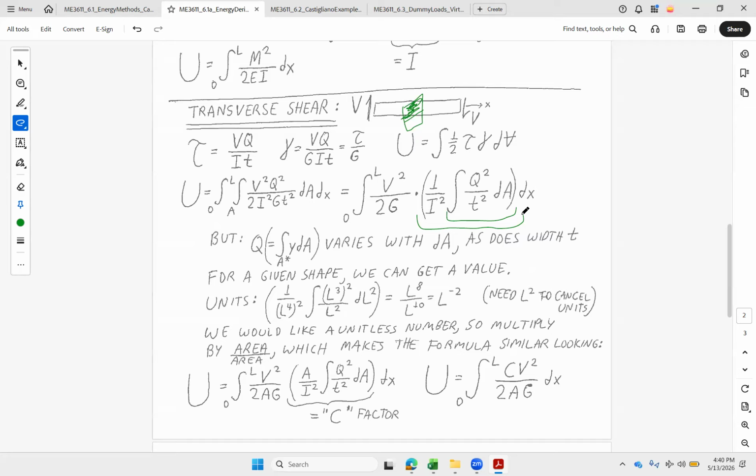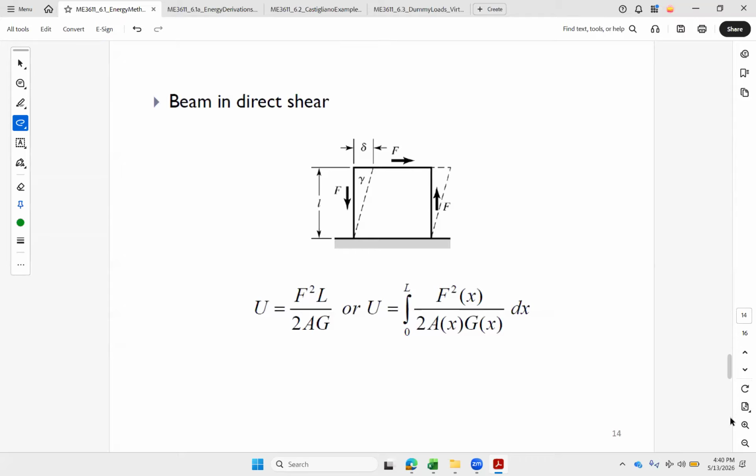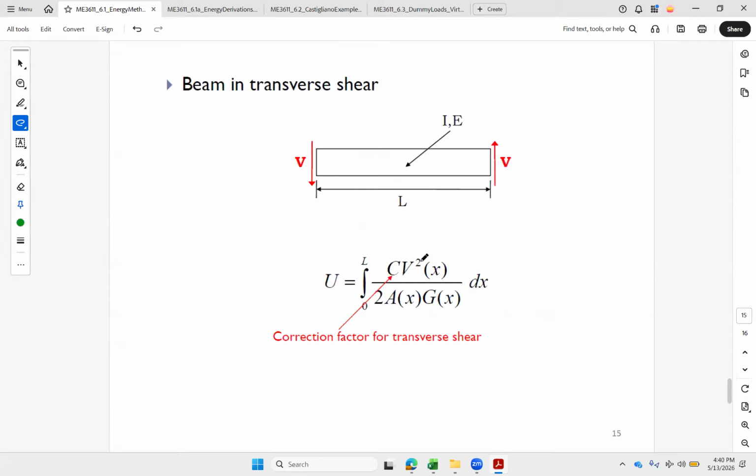Load squared, a 1/2, a cross-section or geometry property, and a material property, just like we had for all the others. And if we have a distributed load, V could vary, but oftentimes if we just have point loads, we could take this out. It's just going to be a times L. So this one, for transverse shear, we've got this formula, and as long as V is constant, it's just going to be times L like the other ones.